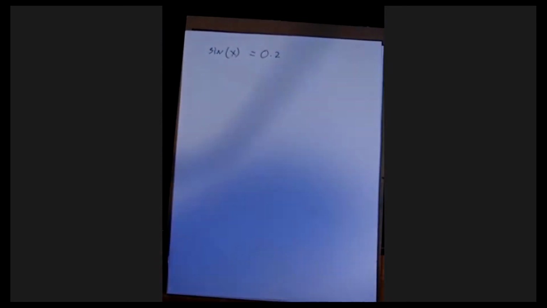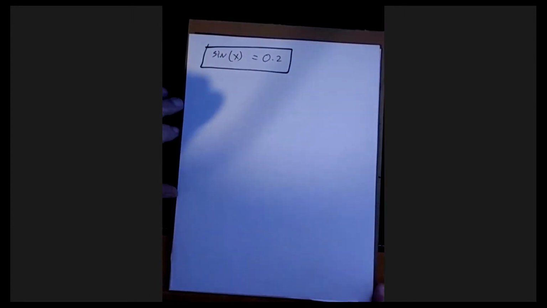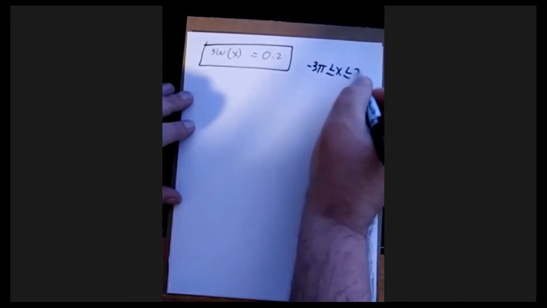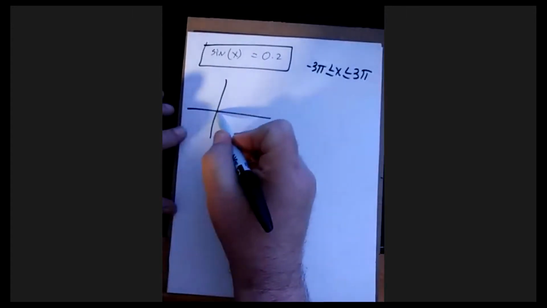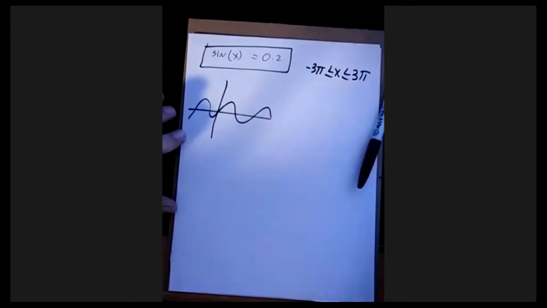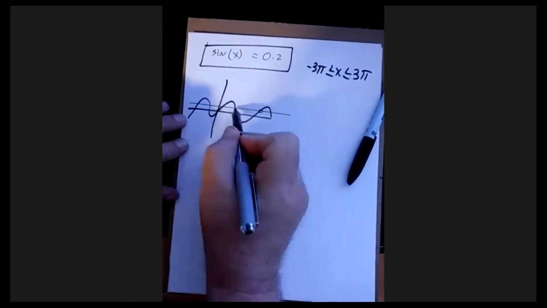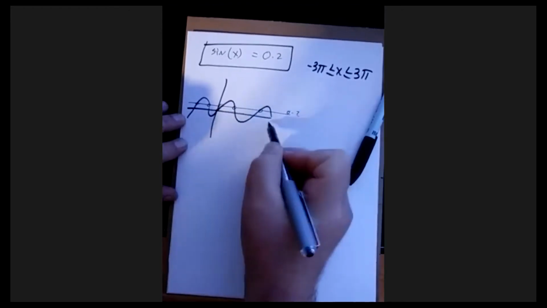Right. This is the question that we're being asked to solve. Solve sine of x equals 0.2, and x is going to be between 3 pi and negative 3 pi, right? So you recollect a question that looked something like that. Now, they gave you a picture, and you were trying to solve the places where that straight line, a height of 0.2, meets up with the sine function.